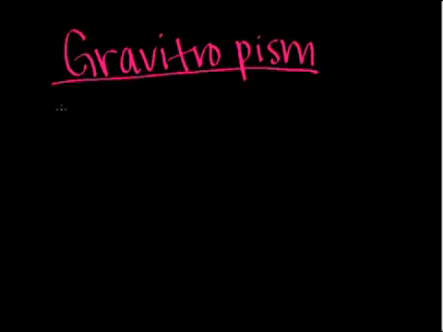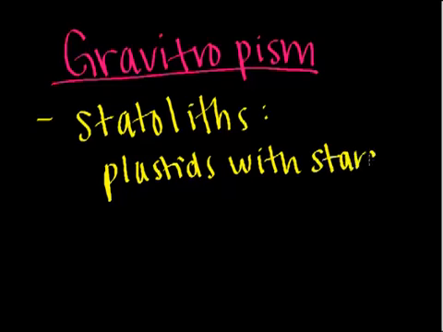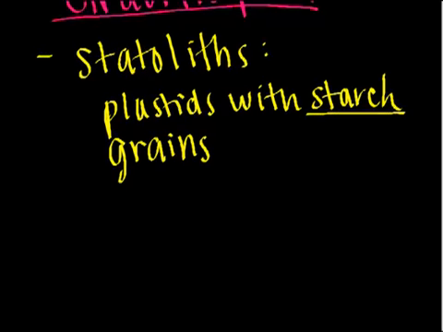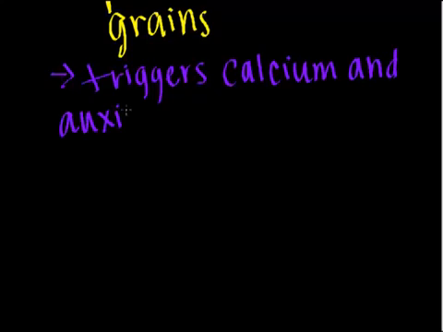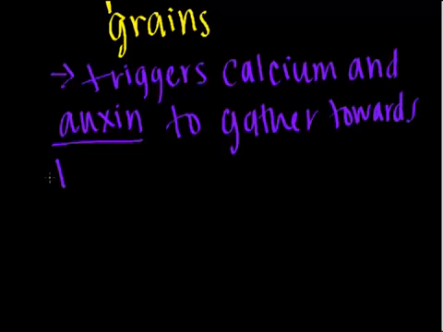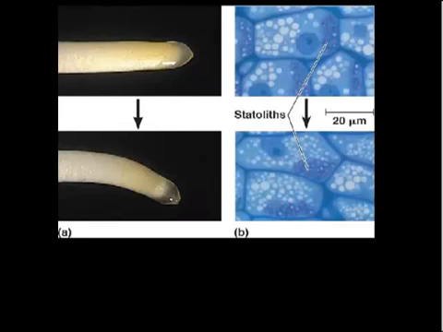Gravitropism is the response of a plant to gravity. The plants detect gravity through statoliths, which are actually plastids containing starch grains. And these grains trigger calcium ions and auxin to accumulate towards the tips of the roots. And as a result, the roots display positive gravitropism, and the shoots will face upwards and display negative gravitropism. And the starch grains and statoliths fall onto the upper half, the sides, and the lower half of the cell. However, only the lower half of the plant cell membrane is responsive, therefore causing the roots to grow downwards.